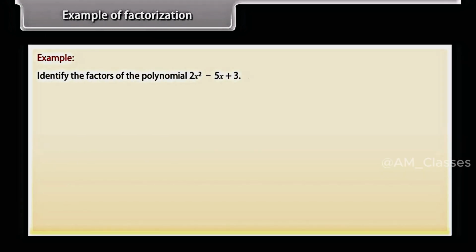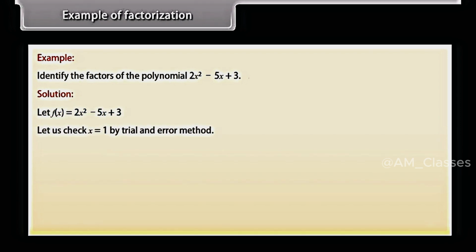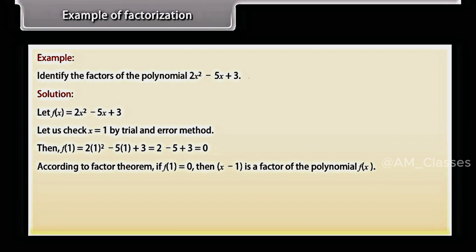Example of factorization. Identify the factors of the polynomial 2x^2 - 5x + 3. Solution. Let f(x) = 2x^2 - 5x + 3. Let us check x = 1 by trial and error method. Then f(1) = 2(1)^2 - 5(1) + 3 = 2 - 5 + 3, which equals 0. According to the factor theorem, if f(1) = 0, then x - 1 is a factor of the polynomial f(x).